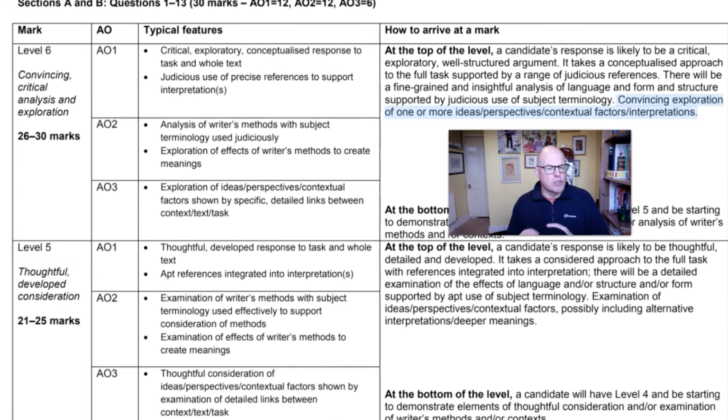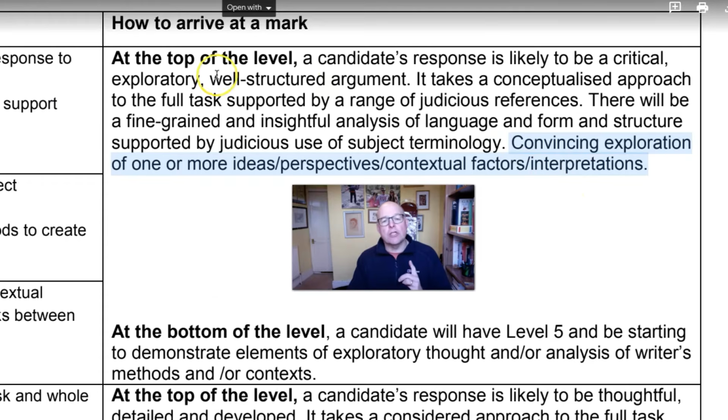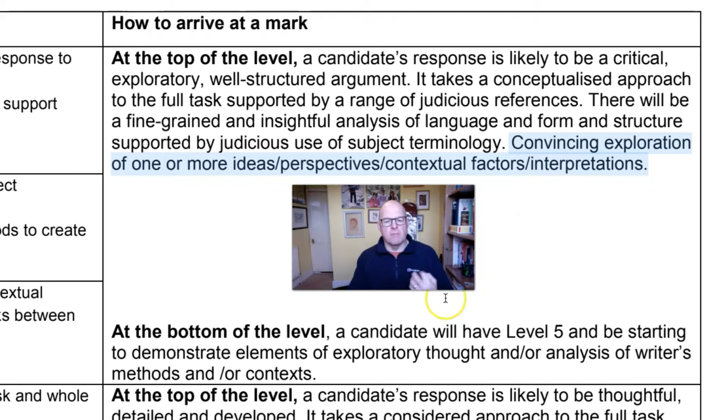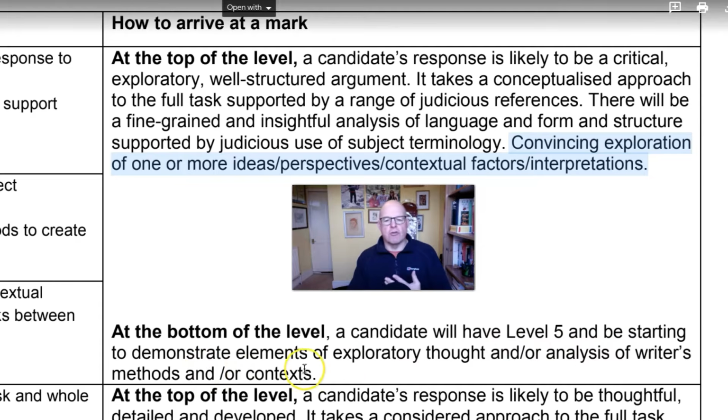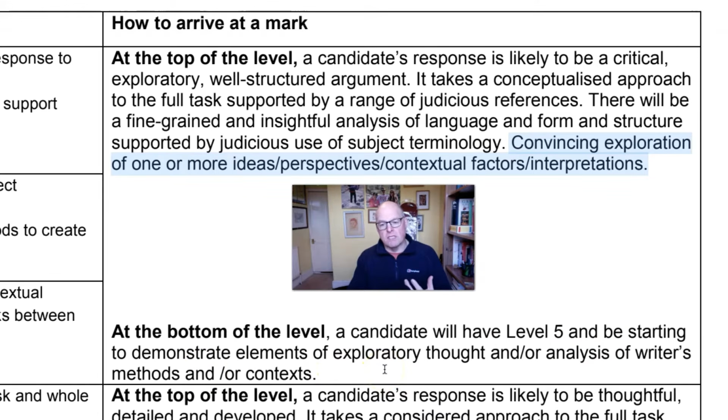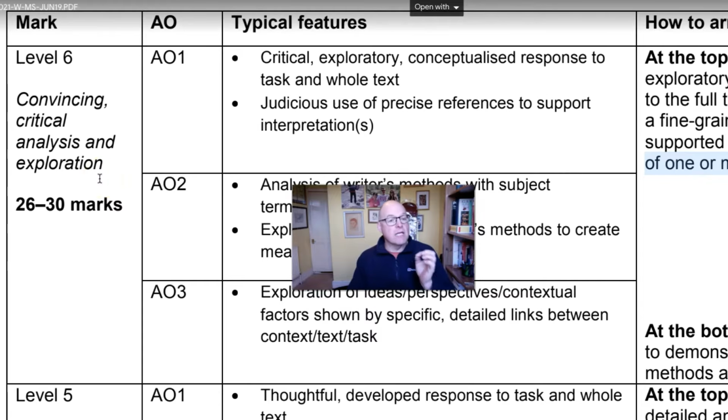This would be a good time to jump into the mark scheme to show you why the essay still got top marks, even though it's not always convincing. In the top of the level, you need to have a convincing exploration of one or more ideas, perspectives, or contextual factors. Now you can see that he's been convincing about more than one idea. At the bottom of grades 8 and 9, you only have to start to demonstrate elements of exploring these ideas. So although not every single point is convincing and critical, taken together, the essay certainly is.